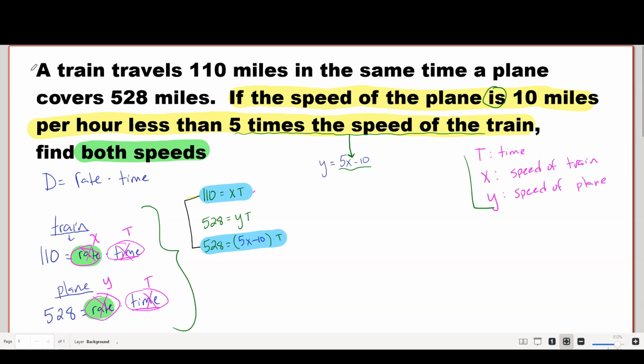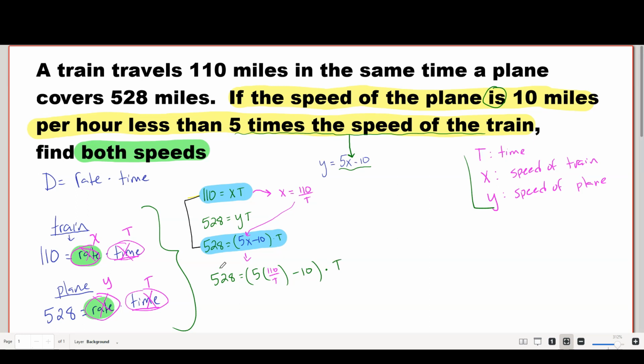With substitution, we just solve for one of the variables in one of the equations. So let's look at this first equation. Let's say we solve for x. If I solve for x, I'm going to divide both sides by t. So that means that x has to be 110 over t. Okay, so if I know x is 110 over t, I'm going to plug in 110 over t into my bottom equation. So if we do that, what do we get? Got to do all the algebra here now, but 528 equals 5 times 110 over t, minus 10, and this is all times t.